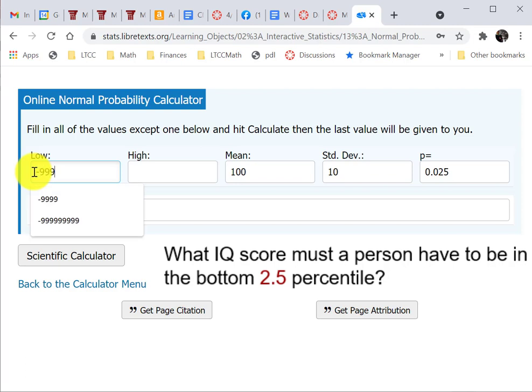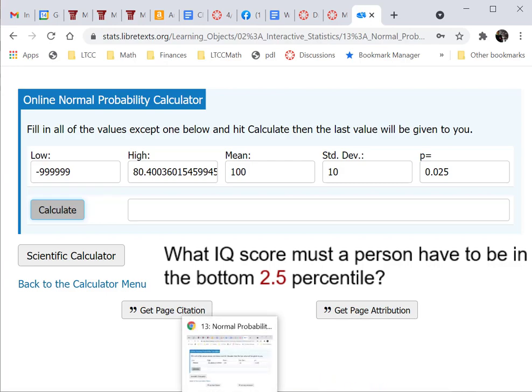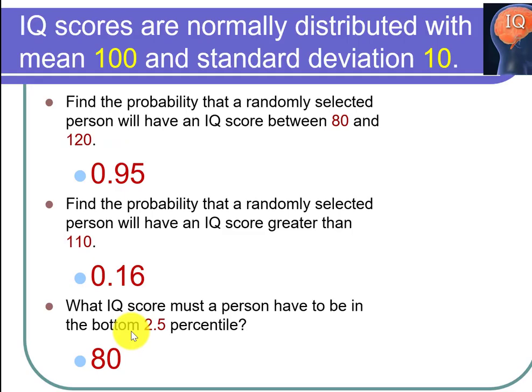I'm going to write negative 99999, bunch of 9s, always at least 2 more than the number of digits, so I did more than that. And I hit calculate. And there we go. To round it to the nearest whole number, that's an 80 IQ score. So now we can answer the question. And we can say that if you have an IQ score of 80, then you're in the bottom 2.5 percentile for IQ.